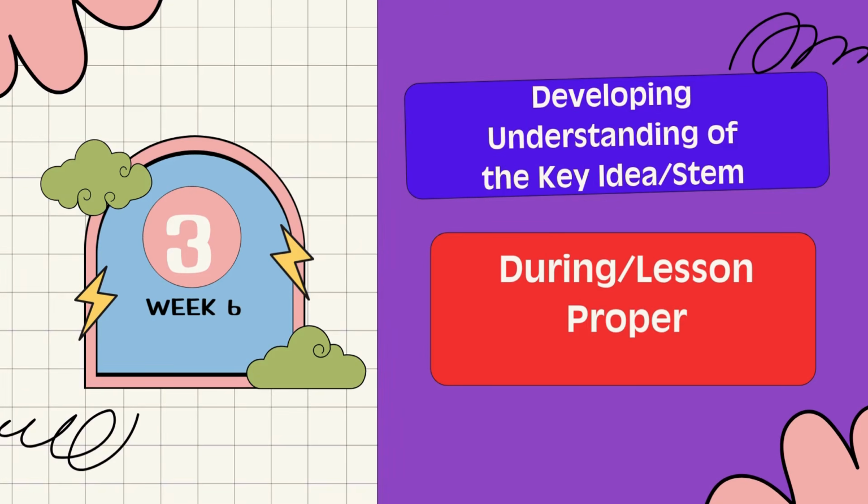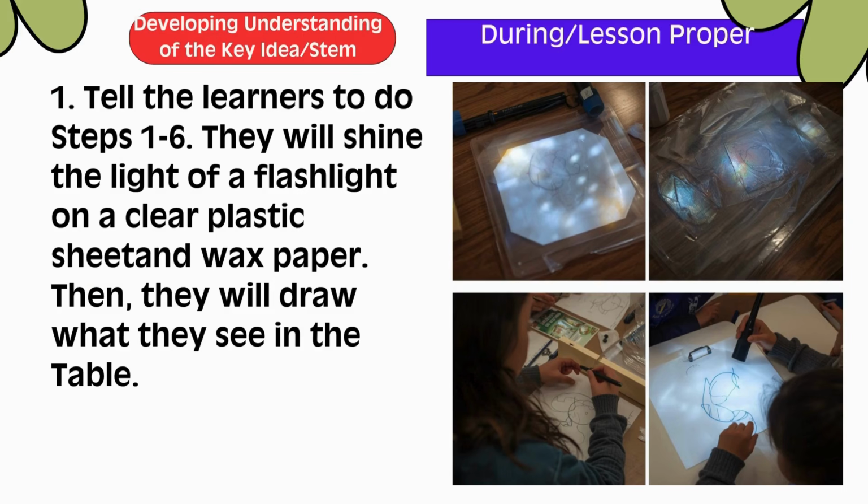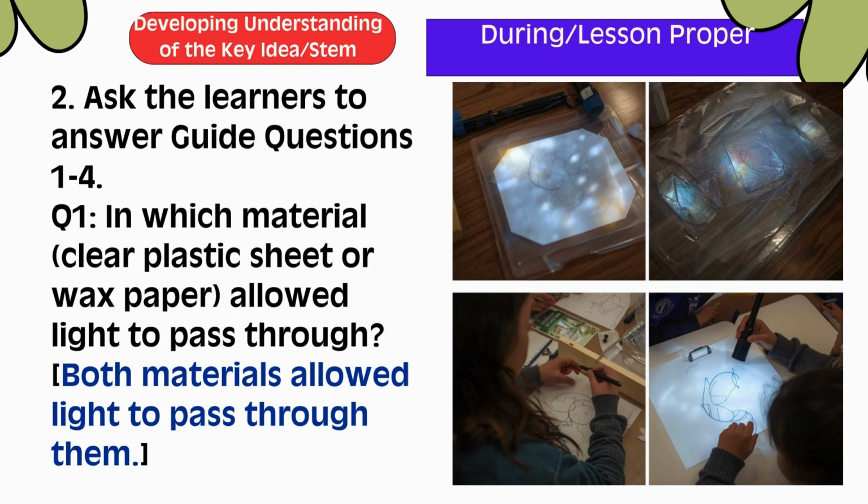Developing understanding of the key idea stem. Number 1. Tell the learners to do steps 1 to 6. They will shine the light of a flashlight on a clear plastic sheet and wax paper. Then, they will draw what they see in the table. Two. Ask the learners to answer guide questions 1 to 4.